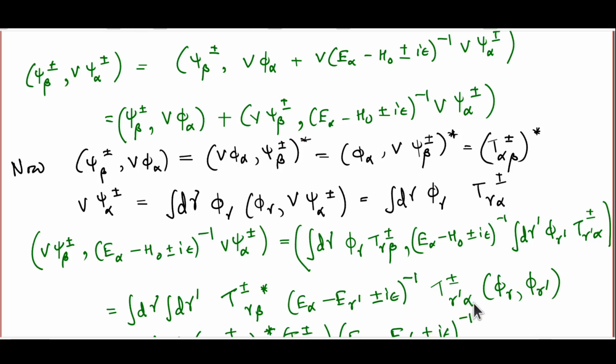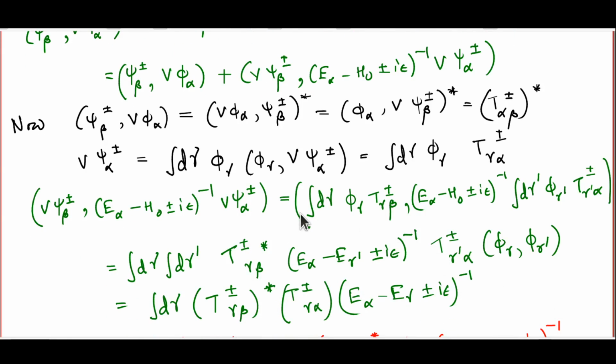So T plus minus gamma prime alpha comes out, and because phi gamma prime is an energy eigenstate for H0, you get E alpha minus E gamma prime plus minus I epsilon inverse sitting here, which can also of course come out of the inner product. So we are left basically with the inner product between phi gamma and phi gamma prime, which, as we know, the free particle states being orthonormal, is simply delta gamma minus gamma prime. And this helps us to trivially evaluate the gamma prime integral.